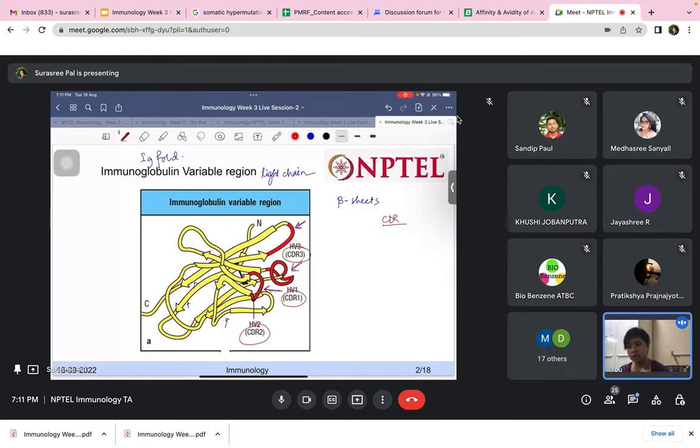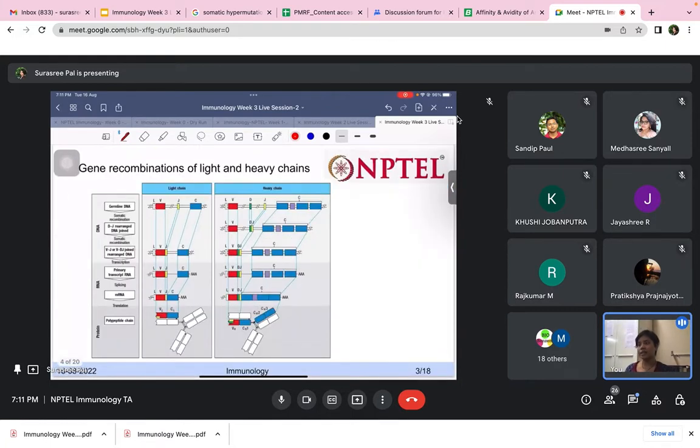That means the regions which actually undergo various variations. There is much diversity in these regions, which are principally associated with antigen recognition, right? So these are the CDR regions. And the interesting thing is that in the next slide we will see how these variable regions are actually encoded in our genome, right? These are all proteins and they must be encoded in our genome.